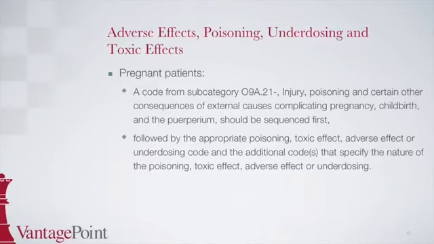If a pregnant patient is injured or experiences a poisoning or adverse effect, the first code must come from subcategory O9A.21 for injury, poisoning, and certain other consequences of external causes complicating pregnancy, childbirth, and the puerperium. A code from this category should be sequenced first. Codes from the obstetrics chapter, which is chapter 15, always take sequencing priority over all other chapters in ICD-10. After using a code from this chapter, you would then use the code or codes that identify the type of injury or poisoning, adverse effect, and manifestations.